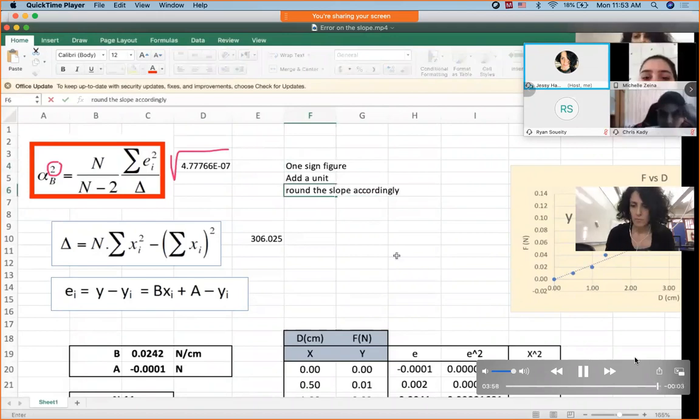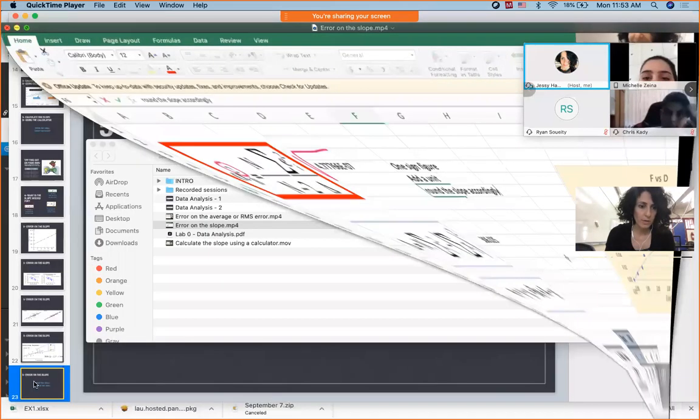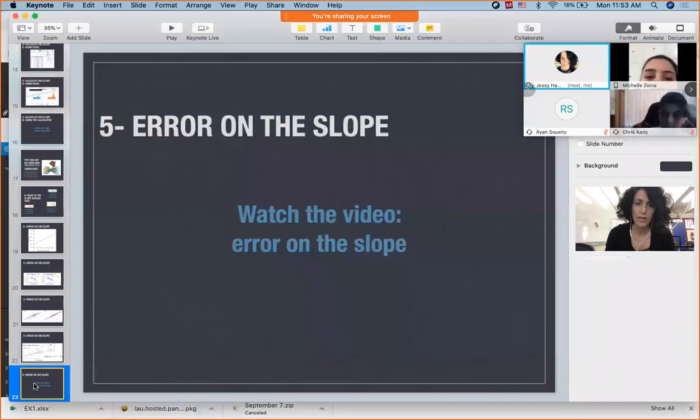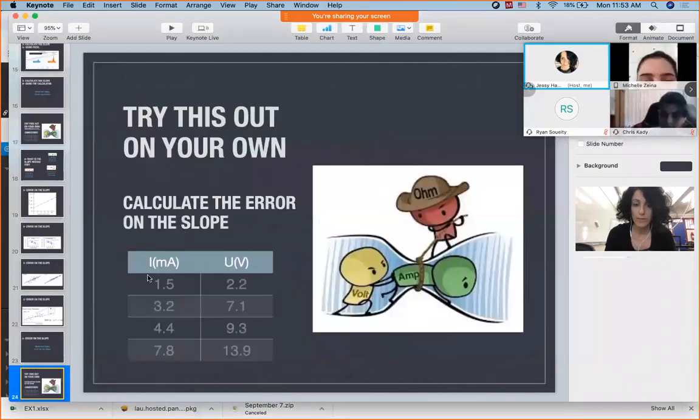All right, so I think we're done. The last slide is for you to try this again. Now you already did the y-intercept and the slope. Your job is to find the error on the slope. You see the example is easy and it's not meant to take you much time. It's only a simple application for you to make sure that you got the idea.